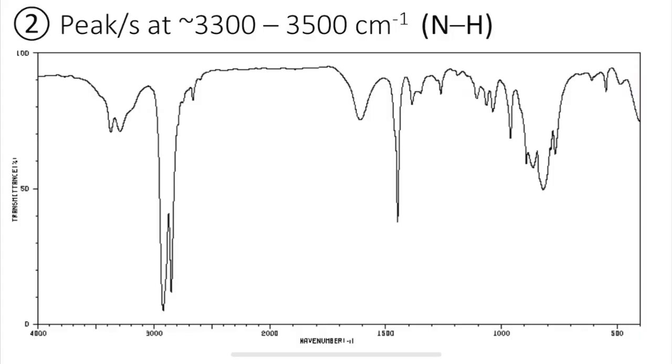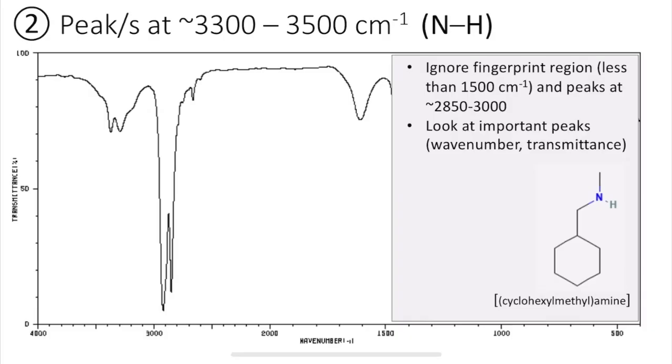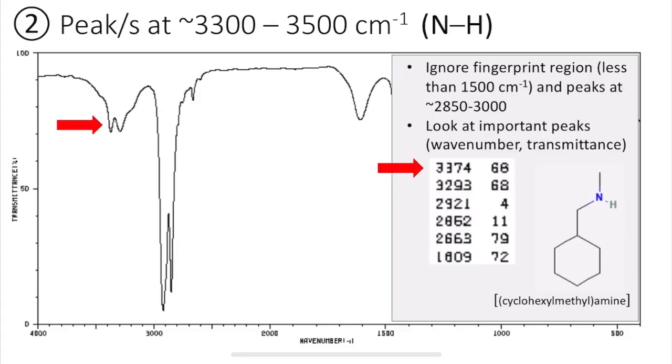Let's take a look at a different IR spectrum this time. This is an amine, specifically cyclohexylmethylamine. Again, we will ignore the fingerprint region and the CH peaks. So what you are going to see are the peaks over here. Those peaks are due to the NH bond from the amine functional group.